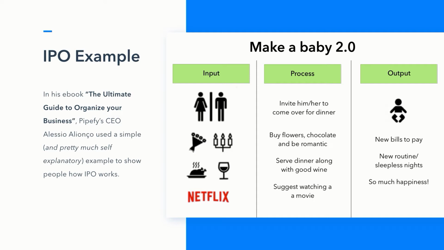Our CEO, Alessio Alianzo, used a simple and pretty much self-explanatory example to show people how IPO works. There's the input: a couple, romantic dinner, wine, and Netflix. The process: inviting him or her to come over for dinner, buying flowers, chocolate and being romantic, serving dinner along with a good wine, suggesting watching a movie. And the output, 40 weeks later: a baby, new bills to pay, a new routine with sleepless nights, and so much happiness.